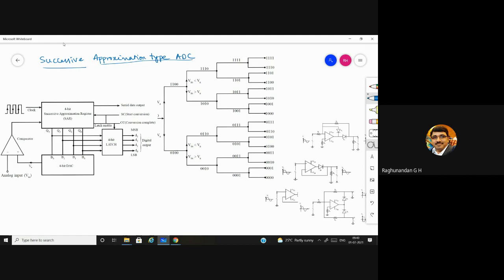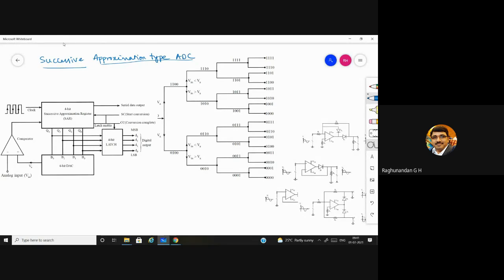Along with that, we are having a comparator. As you know that this comparator is going to compare the given two input signals, and it is going to give the corresponding output. The output of this comparator will be considered to generate the successive bits or serial data with respect to the given input signal. And we are having a 4-bit DAC, digital to analog converter, and also we are having a 4-bit latch. As you know, latch is also a type of flip-flop.